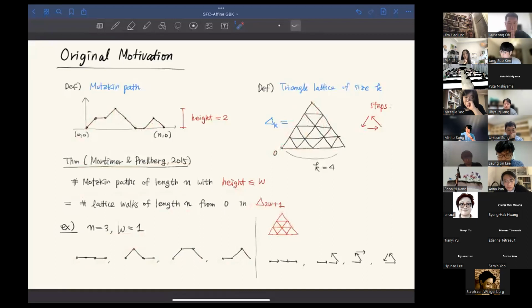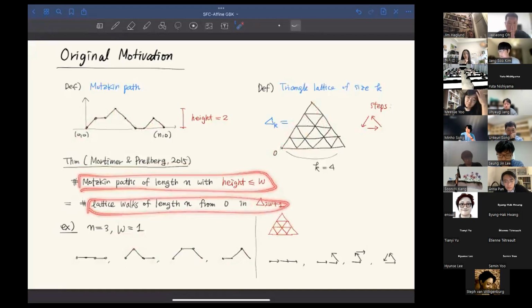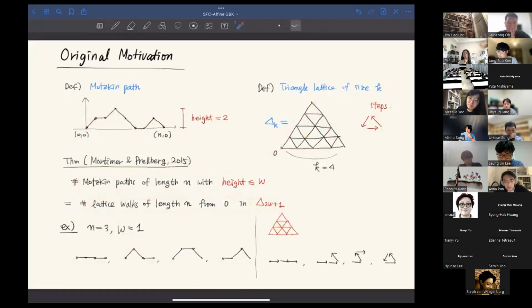So they are equal. Again, very simple combinatorial objects being counted by the same number. But again, their proof was not combinatorial. They used generating functions and the kernel method. So in our original motivation, we wanted to find a bijective proof of this result.